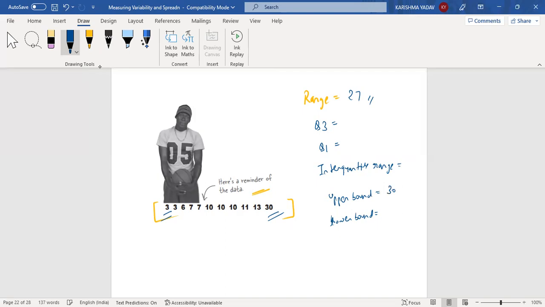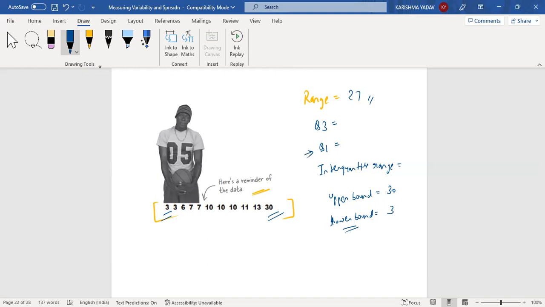Upper bound is 30, and what is the lower bound? Lower bound is 3. Talking about the in range, we got 27. Now what is Q3? We have done the quartiles in the previous lecture and we know how to calculate the quartiles. Now if I calculate the quartiles for this one, then let's talk about the lower quartile.